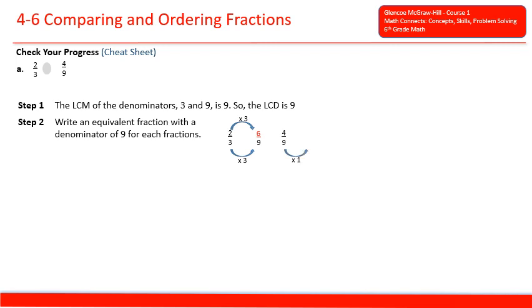4/9 already has a denominator of 9. So we'll multiply it by 1. We get 4/9. Step 3, 6/9 is greater than 4/9 because 6 is greater than 4. So 2/3 is greater than 4/9 because remember 2/3 was the original number that became 6/9.